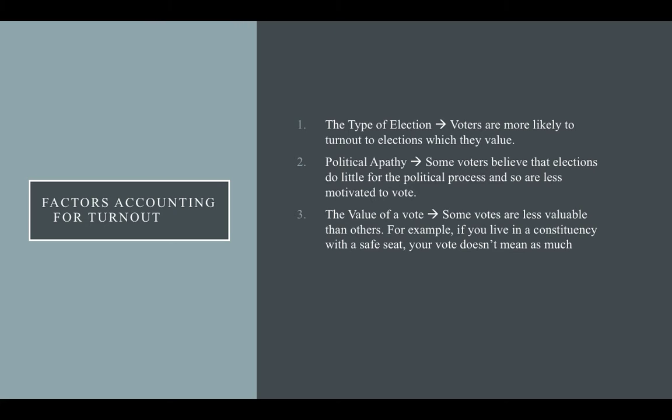Some votes are also less valuable than others. For example, if you live in a constituency with a safe seat, your vote doesn't mean as much. So on the political apathy side, you can say people were apathetic to vote because they didn't see anyone beating the person they didn't want in, for example, in a safe seat situation.